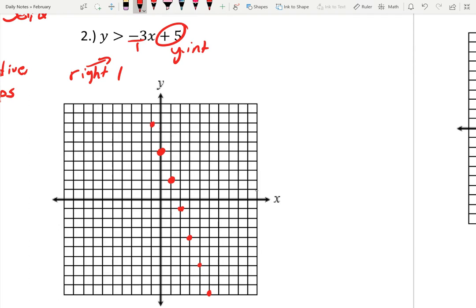Now, keep in mind our symbol. We have no line underneath it. So no line means a dashed line. So we're going to draw a dashed line here. There we go. And this is greater than. It's opening up towards the y. So y is bigger, y is greater. So we shade above our line. So above our line is going to be this part, right above it. And we'll shade in that entire side.